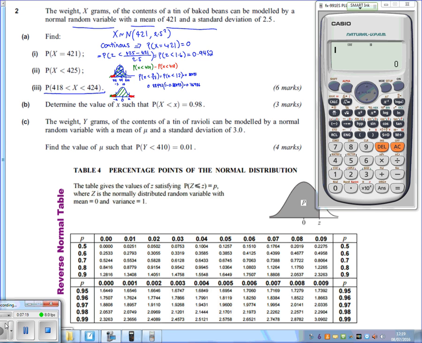So if I think about what this is going to look like, I've got my normal distribution, and I want the probability of being less than a certain value to be 0.98. Okay? So if I want to see what z value goes with this x value here, I need to look up 0.98 in this reverse table. And there I can see that the corresponding z value that goes with it, so this is part B, is equal to 2.0537.